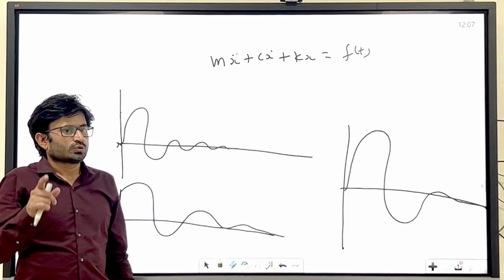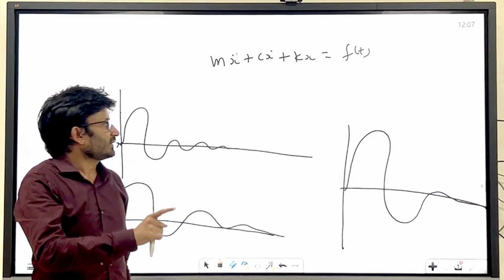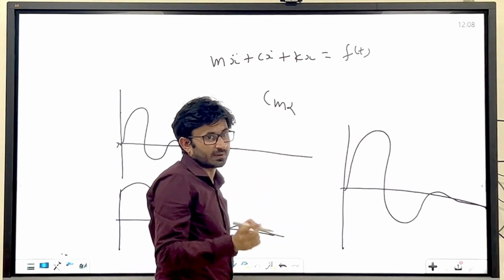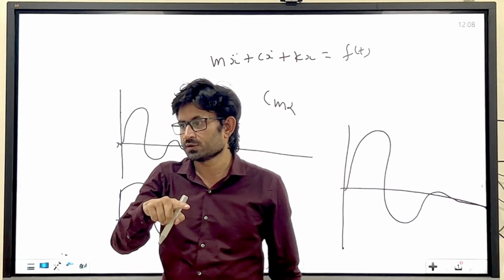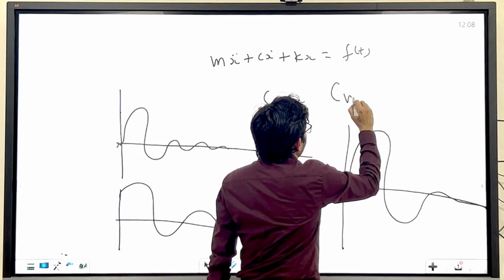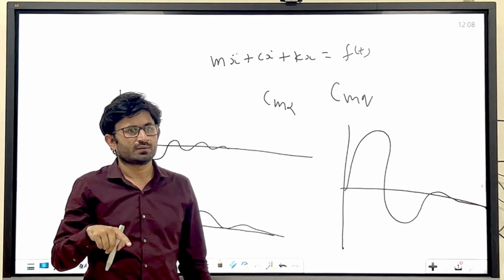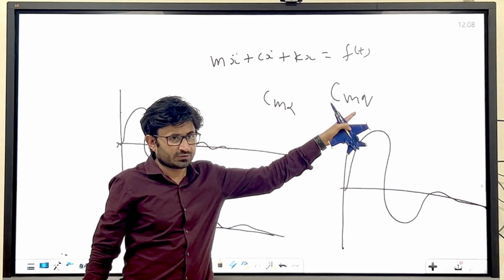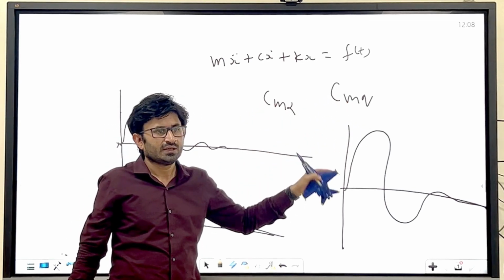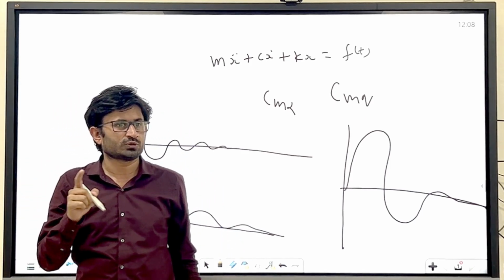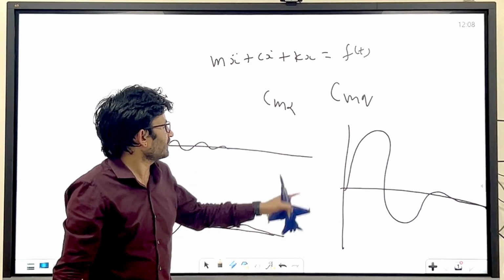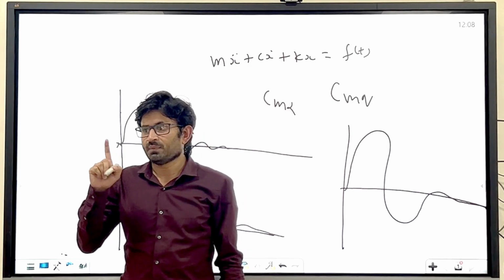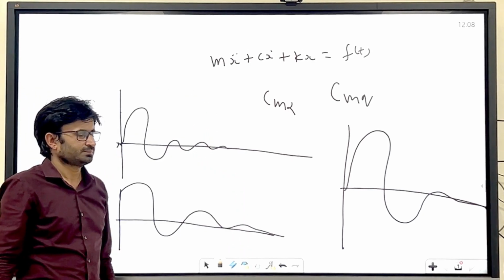So in the aircraft, the CM alpha is responsible for generating the restoring force, and CMQ will provide you the damping. Depending upon these values, the graph will change. For example, if CM alpha is very high, that means the initial tendency to return to the original position will be very high. If the CMQ value is very high, then the system will be damped quickly.